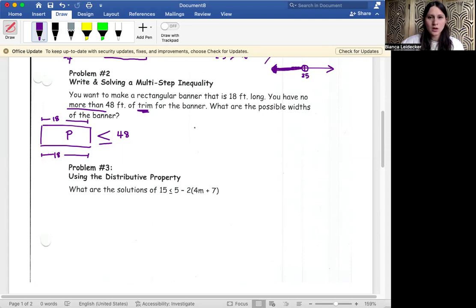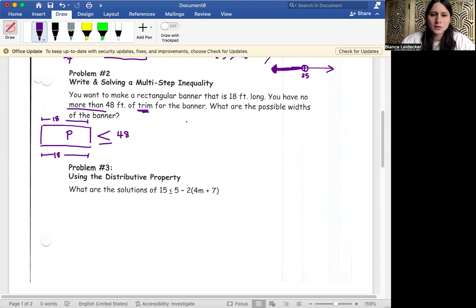Could you use less than 48 feet of trim to create this banner? You could, because you don't have to use all of the material. You could use the maximum amount, or you could use less than 48 and still find a different width that works for what you want to make.